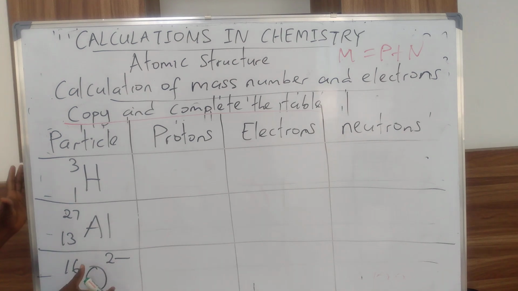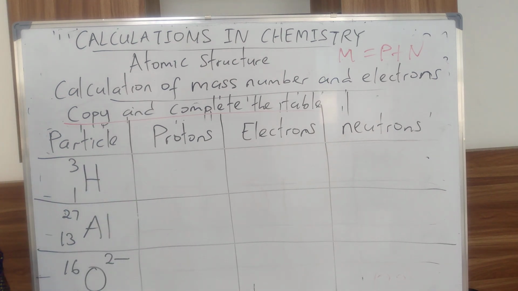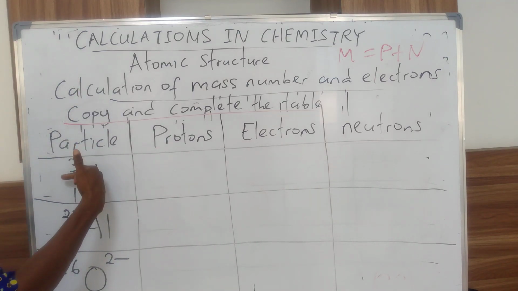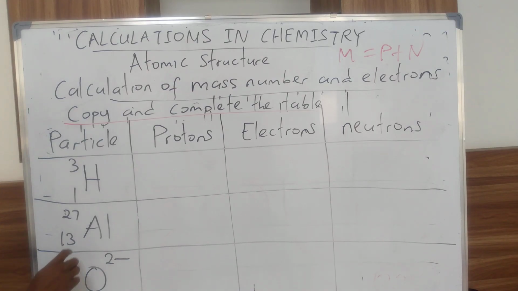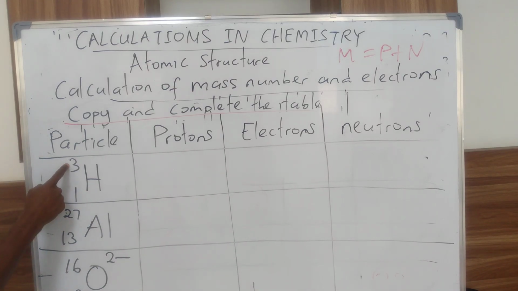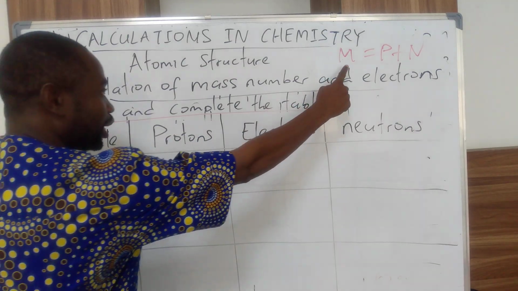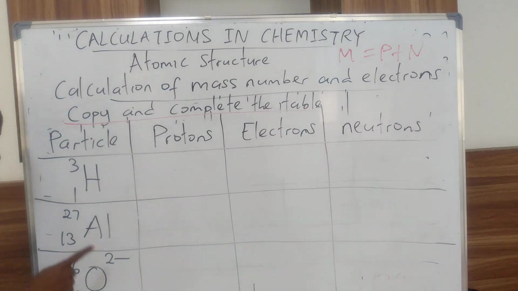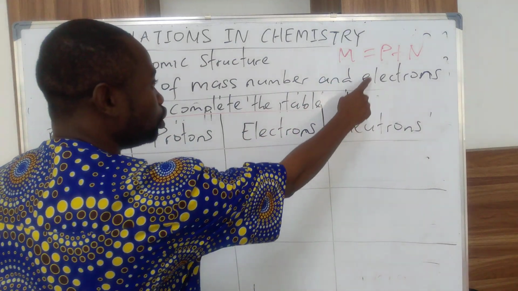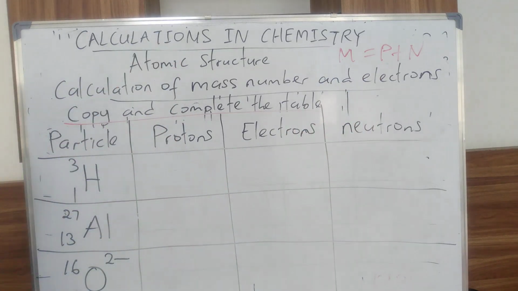Now, in this case, this is the question. So what we are given is the symbols of the elements with numbers written up and down. Remember what I told you? Whenever you see a symbol like this, the number that is up is the mass number, which is your capital M. The number that is down is your proton number or atomic number.